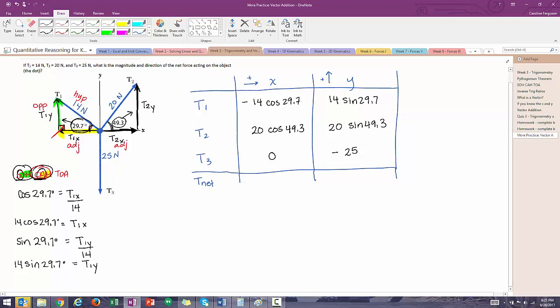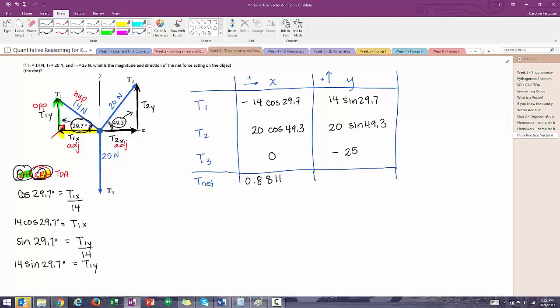So when I find the T net, or the total tension in the x direction, that's the value that I'm going to put in right here. What I'm doing is adding up all of the tensions I got in the x direction above. So on my calculator, I'm going to type this up: negative 14 cos of 29.7 plus 20 cos 49.3. I don't need to add the 0 because if I did, it wouldn't change anything. Then I hit equals and I get 0.8811.